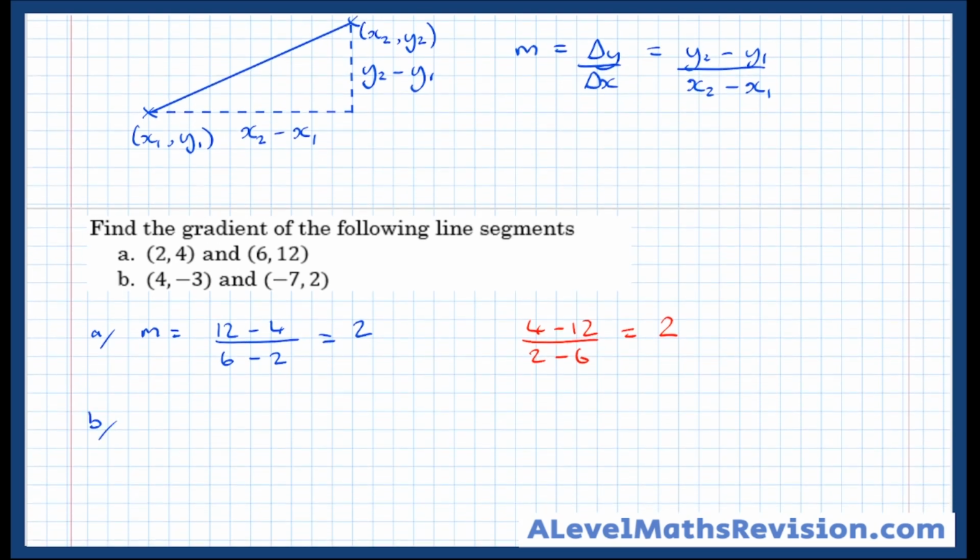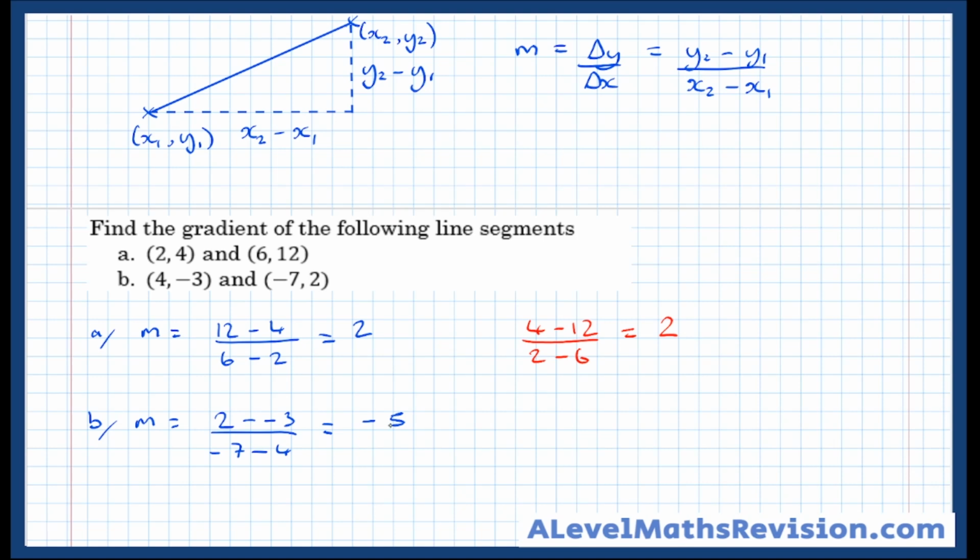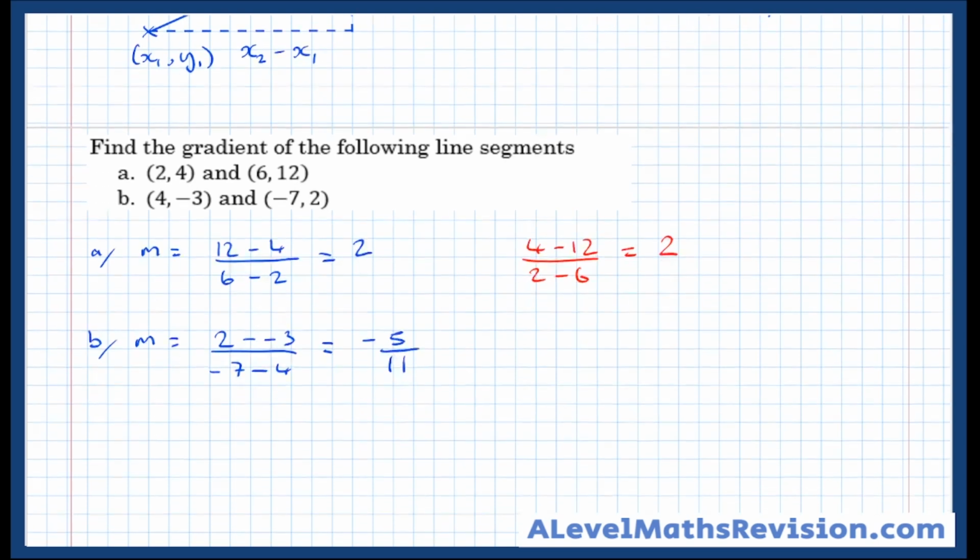Right, part B. Exactly the same again, the only extension is there's negative numbers here. So y difference over x difference, so 2 minus minus 3 over minus 7 minus 4 equals, shoving it in the calculator, 2 minus minus 3 over minus 7 take 4, which is equal to minus 5/11. So there we have it, the gradient of a line joining 2 points.